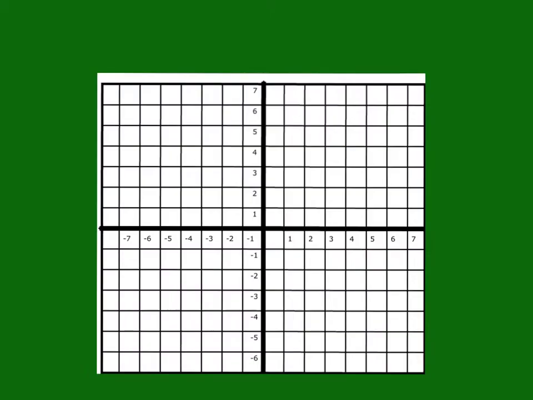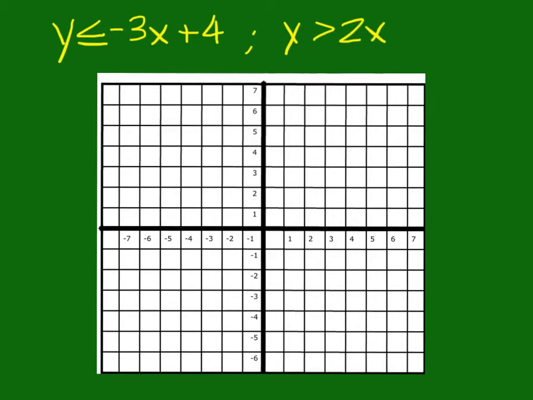Alright, here are the two inequalities coming up. The inequalities are y less than or equal to negative 3x plus 4, and the other one is y greater than 2x minus 2.